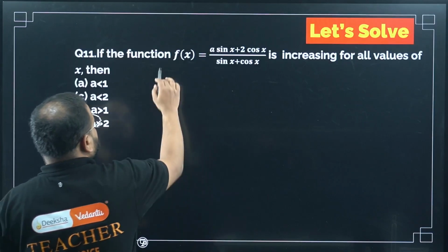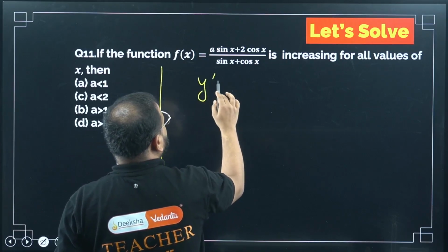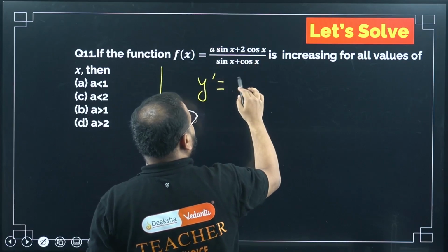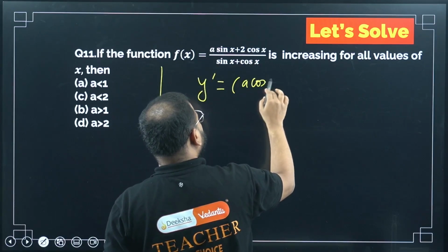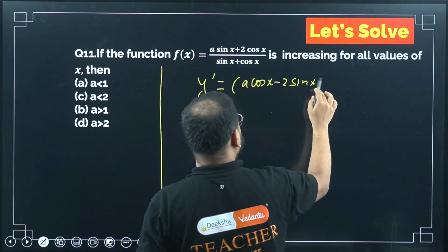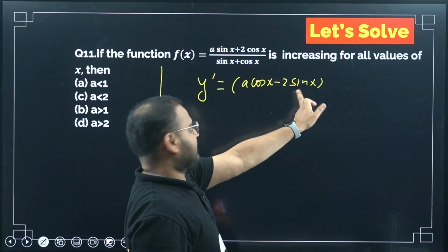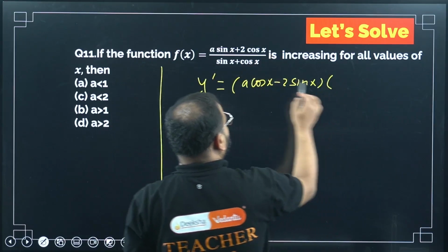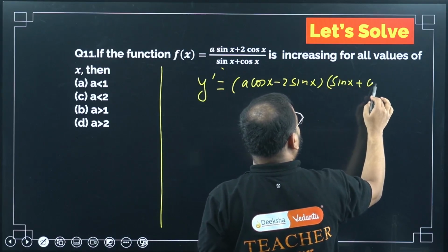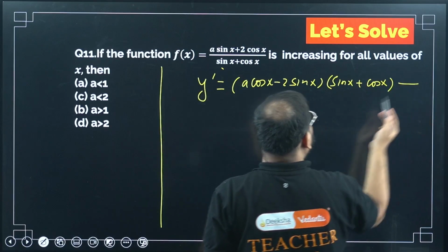Yeah, I have enough space, so let's do it from here. I'll write y dash. Let me take the derivative of the numerator first. Then I'll get a cos x minus 2 sin x. Please see this: a will remain as it is, sin becomes cos x; 2 will remain as it is, cos becomes minus sin x. So minus 2 sin x I've written here. I'll write the denominator as it is, sin x plus cos x. Quotient rule means a negative sign will come.